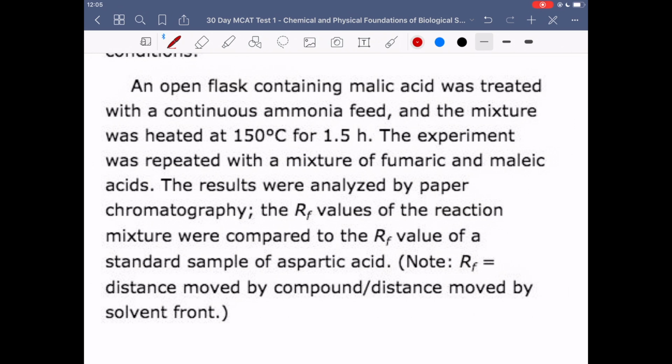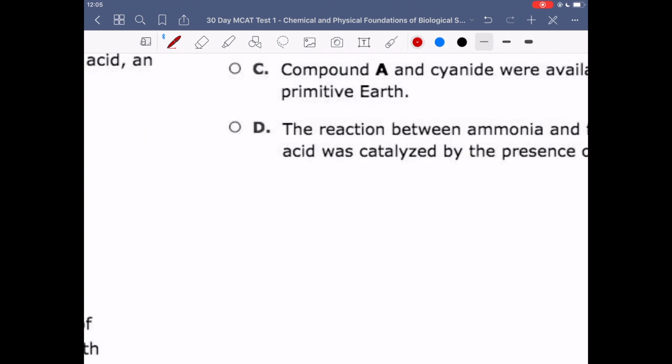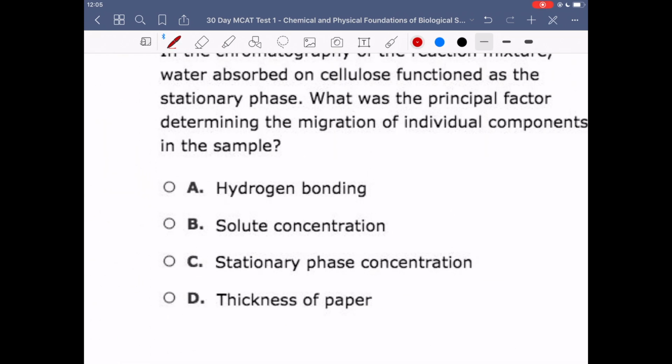The results were analyzed by paper chromatography. The RF values of the reaction mixture were compared to the RF value of a standard sample of aspartic acid. And I note RF is the distance moved by the compound over the distance moved by the solvent front. So that's the passage. Now let's get to the questions.